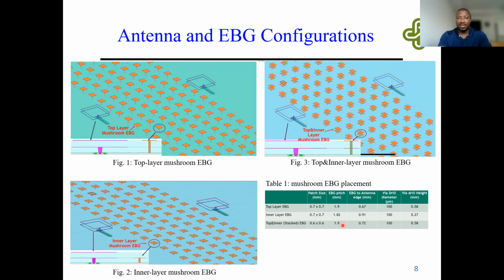Table 1 here represents the mushroom EBG placement sizes. And as you can see, for the top EBG, we have the patch sizes, the EBG patch, and the EBG to antenna edge distance, the via size that was used, and the via drill height for the corresponding EBG model configurations.